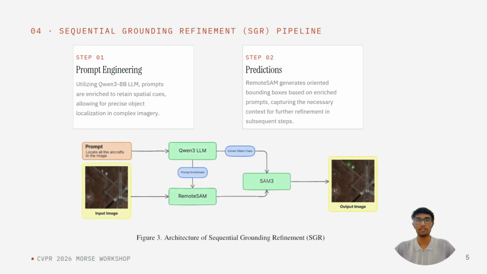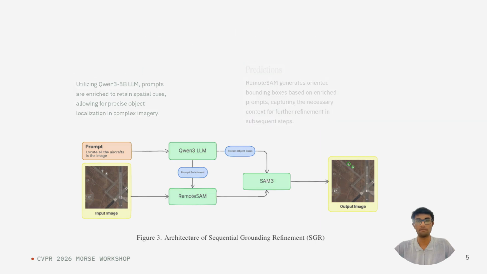Our first pipeline is SGR. SGR works in 3 steps. First, we use Qwen3 with 8 billion parameters to rewrite the user's query into 2 specialized prompts. One for RemoteSAM that keeps spatial cues on, like on the left side, and one for SAM3 that strips these cues and keeps only the object category, like the yellow car. RemoteSAM then produces oriented bounding boxes as coarse coordinates. Each one of these crops is passed to SAM3, which refines them into high-quality segmentation masks. The final output boxes are derived from those masks.